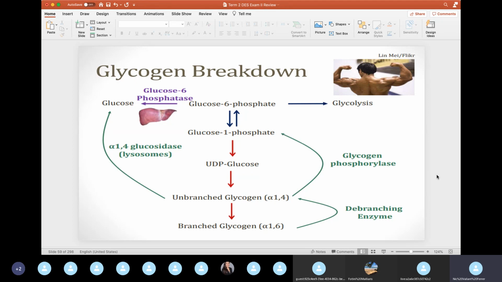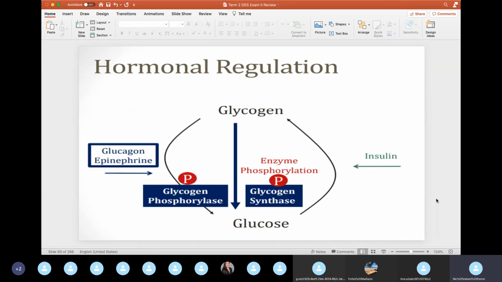Can you tell me what it is? Pompe. Come again, please. Pompe disease. Excellent. So this is your alpha-1,4-glucosidase. For breakdown, glycogen phosphorylase; glycogen synthase for building up.